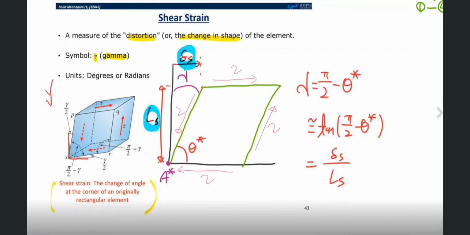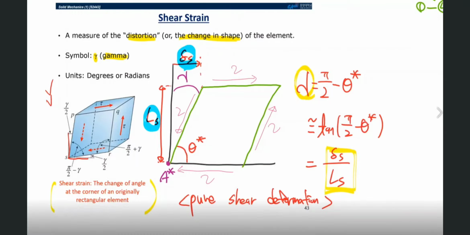So eventually gamma is equal to what? Gamma is equal to delta over L. So in this pure shear deformation element, we can define the shear strain using the geometric condition.